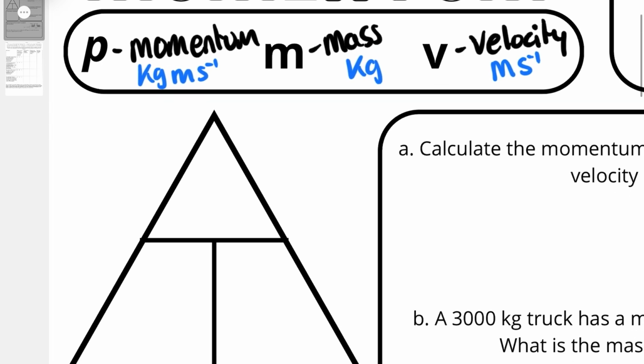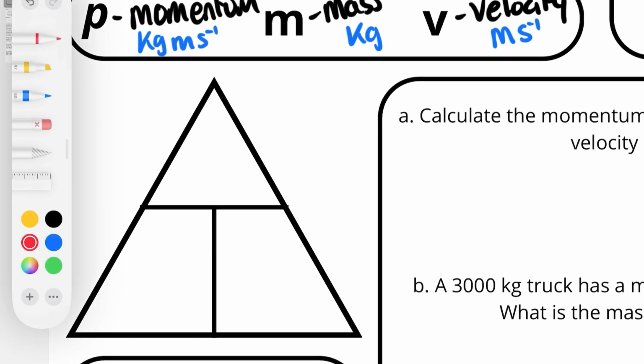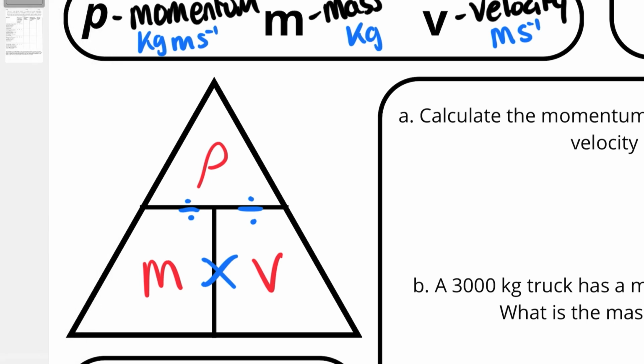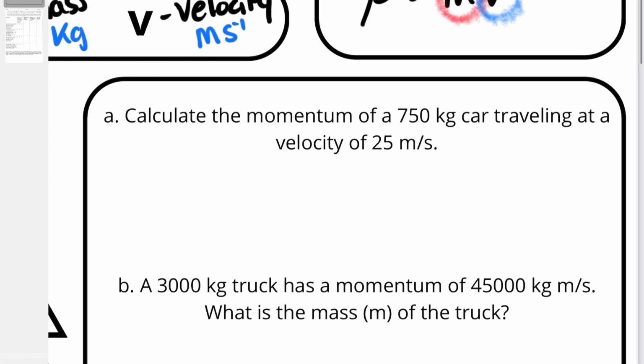This does go into a formula triangle. Now, I'm not a huge fan of formula triangles, but I know people are. It's got P at the top, got m, and we got v. Got our times line here, and our divide lines. Once again, you cover up the one that you want, and it leaves you with the formula that you need. So, let's just have a go at calculating momentum first, and then we'll move on to something slightly more complex.